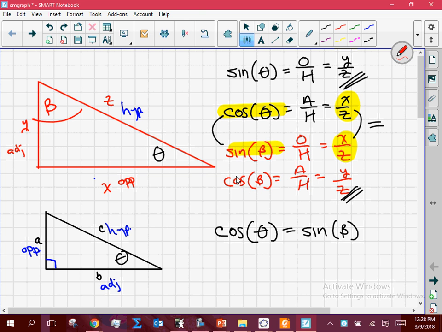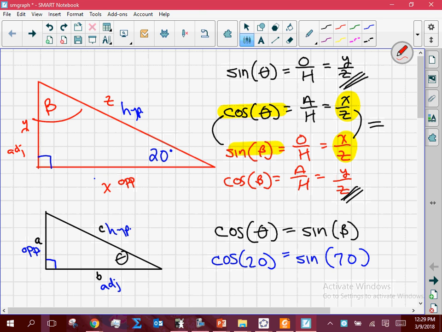Okay. Let's talk about why this is a useful relationship to know. We're going to eventually know what theta is. So let's just say theta is 20 degrees. I could say that cosine of 20 degrees is now equal to sine of beta. Do you know what beta would be? What is that? That's that angle. If this one's 20 and that one's 90, that one's got to be 70.